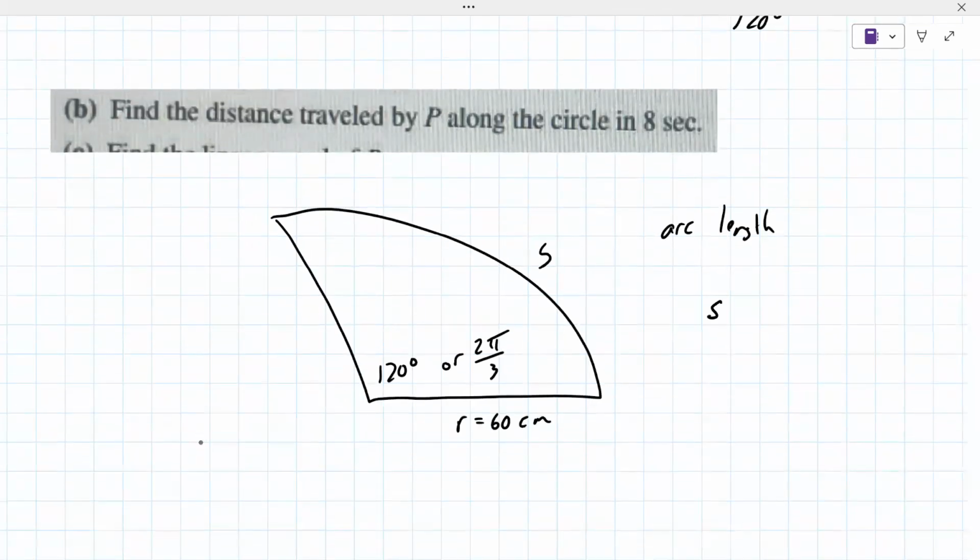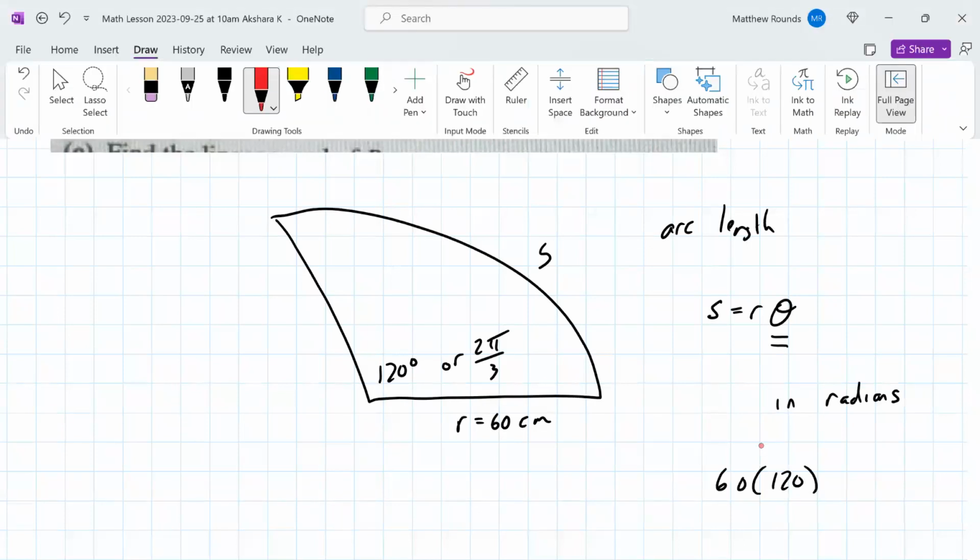Okay, so the arc length is s equals r theta. What do you remember that's super important about theta? What's the requirement of the angle in this formula? There's something really important about the angle that you have to remember right here. So the angle has to be in radians. It's really important. Like you can't do 60 times 120. No, that's terrible. You have to use the radians.